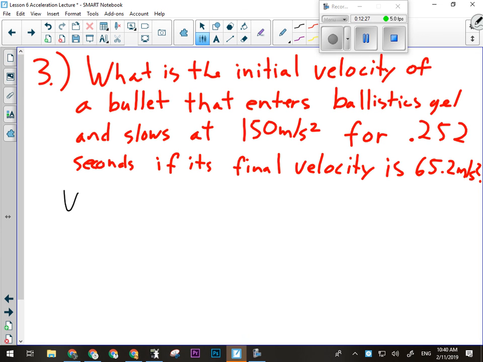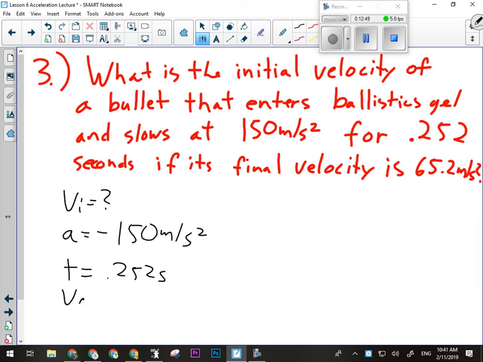Okay, so on this one, we're looking for VI. That's our question mark. It enters the ballistics gel, and we have the acceleration. So the acceleration is negative 150 meters per second squared. Crucial that we have that negative on there. It is, after all, slowing down. We know that it's interacting with the ballistics gel for 0.252 seconds, and its final velocity is 65.2 meters per second. All right, so which formula am I going to use for that one?